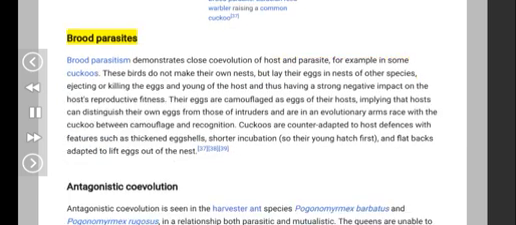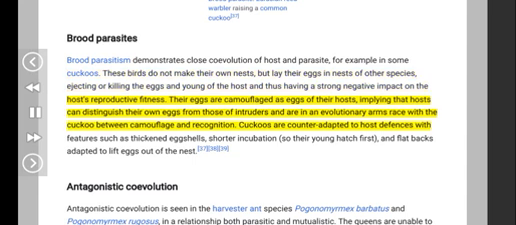Brood parasites. Brood parasitism demonstrates close coevolution of host and parasite, for example in some cuckoos. These birds do not make their own nests, but lay their eggs in nests of other species, ejecting or killing the eggs and young of the host and thus having a strong negative impact on the host's reproductive fitness.